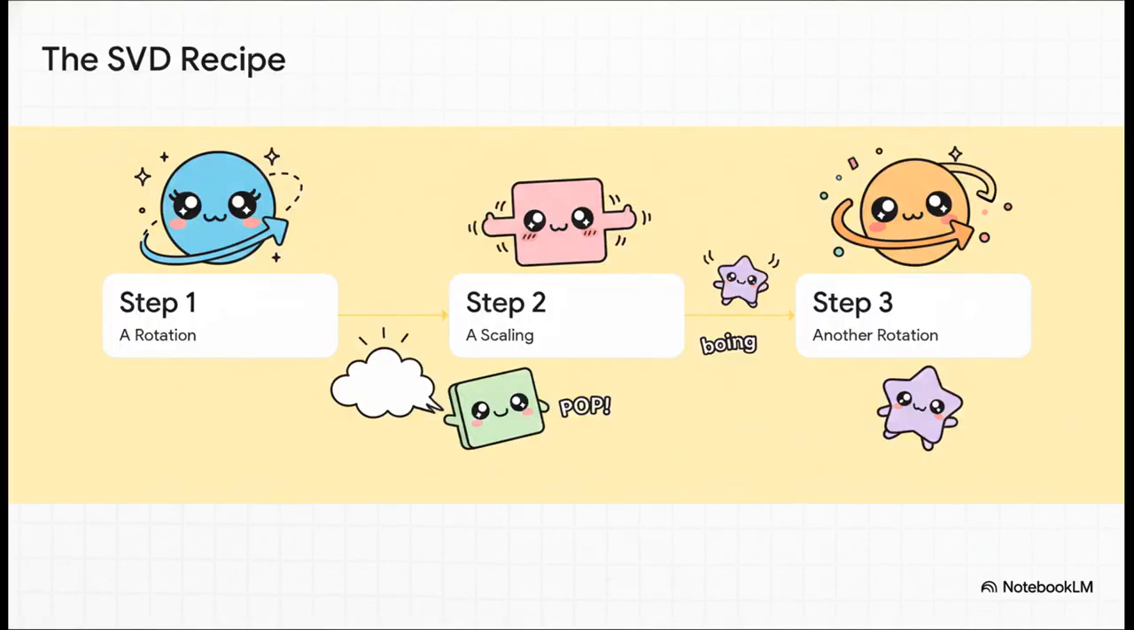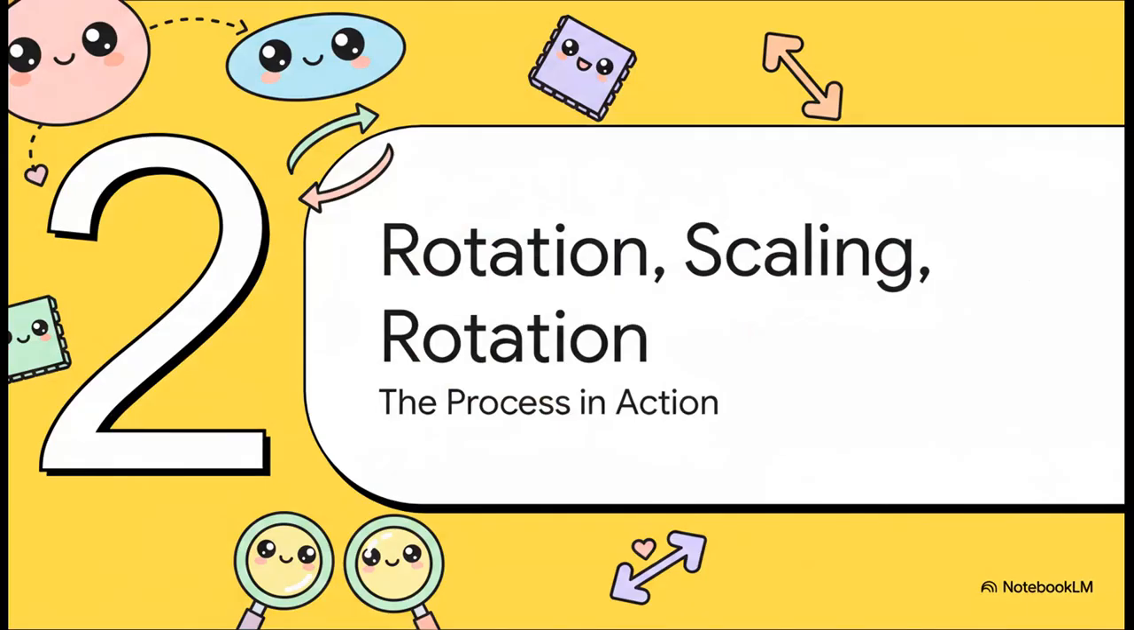And what are those three actions? It's always the same simple recipe. A rotation, followed by a scaling. That's just a stretch or a squish, and then one last rotation. That's it. That's the whole playbook. So how do those three simple moves combine to create something that looks so complex? Let's actually walk through it step by step with our circle and ellipse.